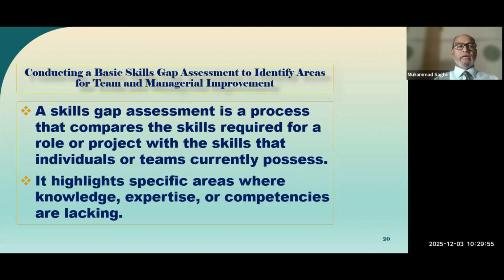We will discuss why we need to conduct a skills gap assessment. A skills gap assessment is a process that compares the skills required for a role or project with the skills that individuals or teams currently possess. So what is required and what the team possesses, the skills assessment helps to identify. It highlights specific areas where knowledge, expertise, or competencies are lacking.